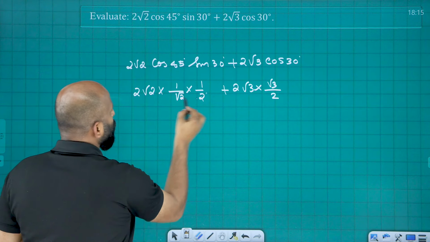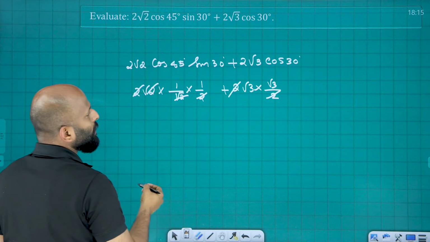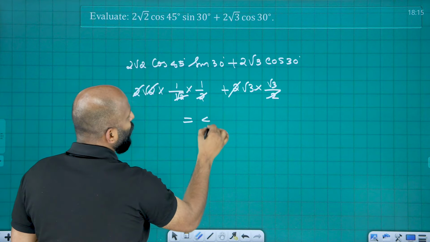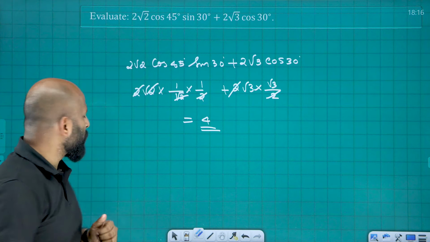Now what can we do? 2 root 2 getting cancelled. Here 2 and 2 getting cancelled. So root 3 into root 3 is 3. So 3 plus 1, that is equal to 4, is our answer. My dears, I hope all of you understood this question. Now we can move to the next question.